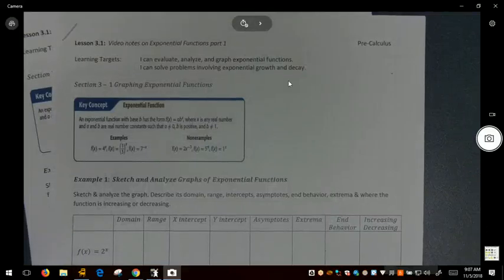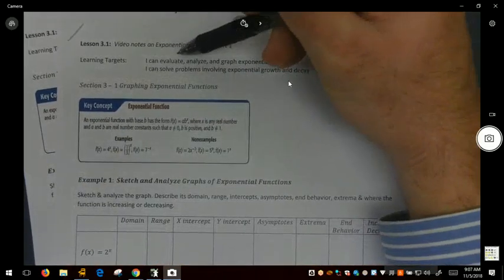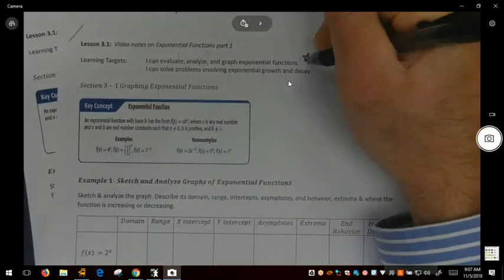Welcome to Pre-Calculus Lesson 3.1, Video Notes on Exponential Functions Part 1. Our learning target for this one is to evaluate, analyze, and graph exponential functions.